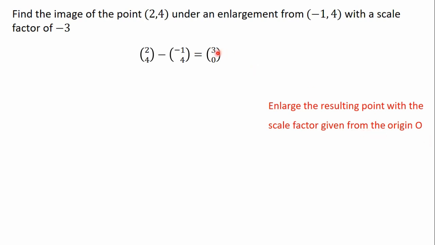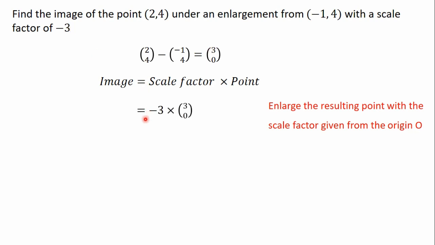The resulting point is 3, 0. So it means that we are going to enlarge 3, 0 from the origin using the scale factor, which is minus 3. From the previous video, we learned that when we enlarge a point from the origin using a scale factor, we will get the image by multiplying the scale factor by the point. So the image is equal to the scale factor times the point.